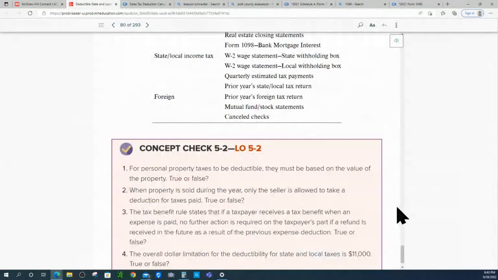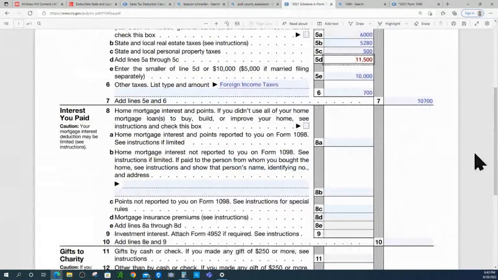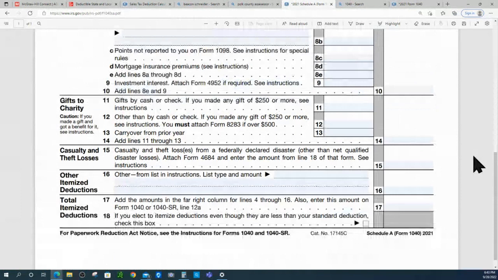Questions on the state and local taxes? That's the second category. No? Okay. I'm going to pause this.